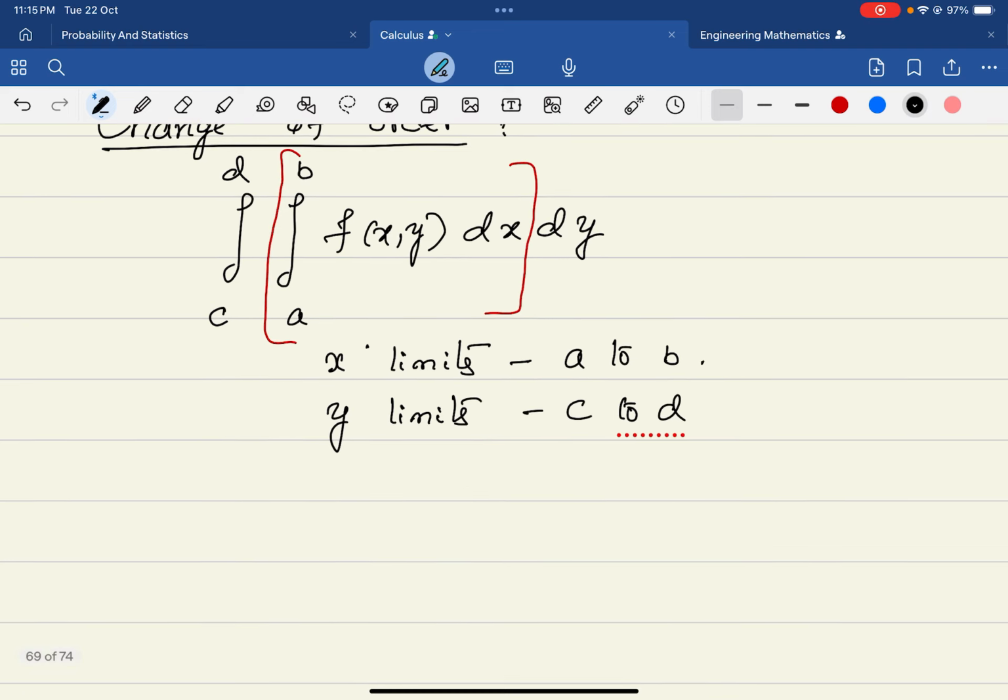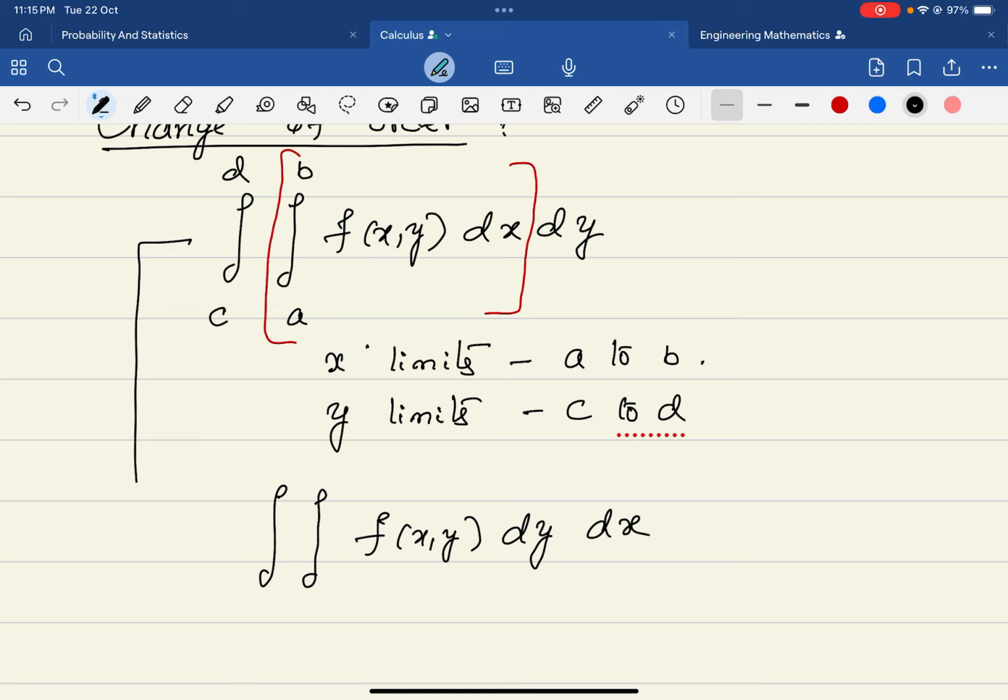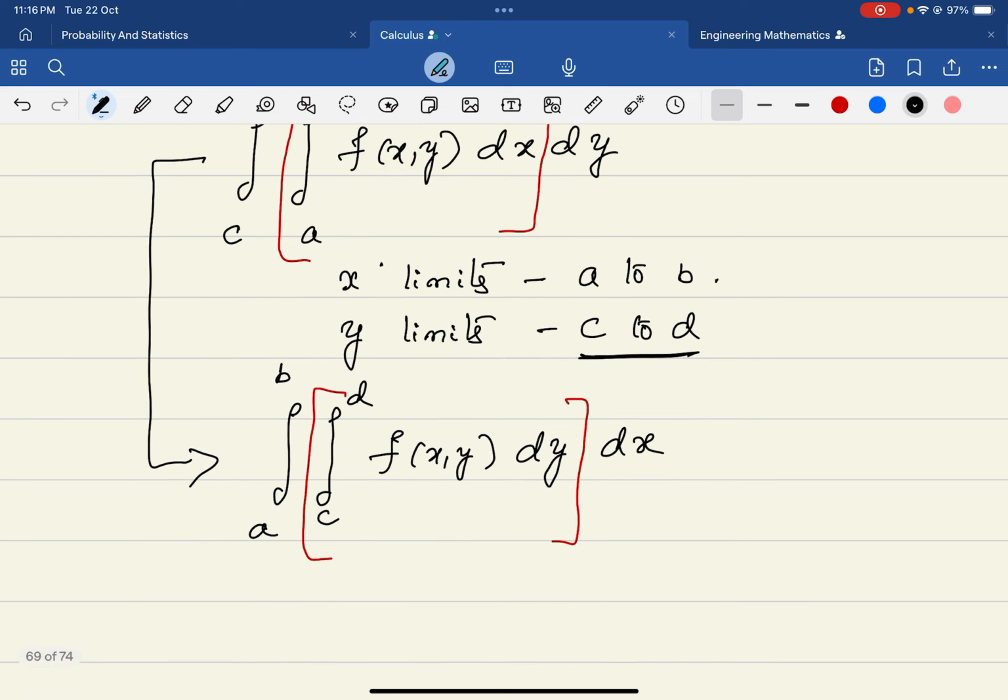Now, if you want to integrate first with respect to y, let us say, then we write f of x comma y, first with respect to y and then with respect to x. This will be equal to the same integral only if you don't change the limits. The limits of y are from c to d, and you are integrating with respect to y first, so you write the y limits from c to d and then the x limits from a to b. Both of them are the same and will give you the same result. I hope you could understand.